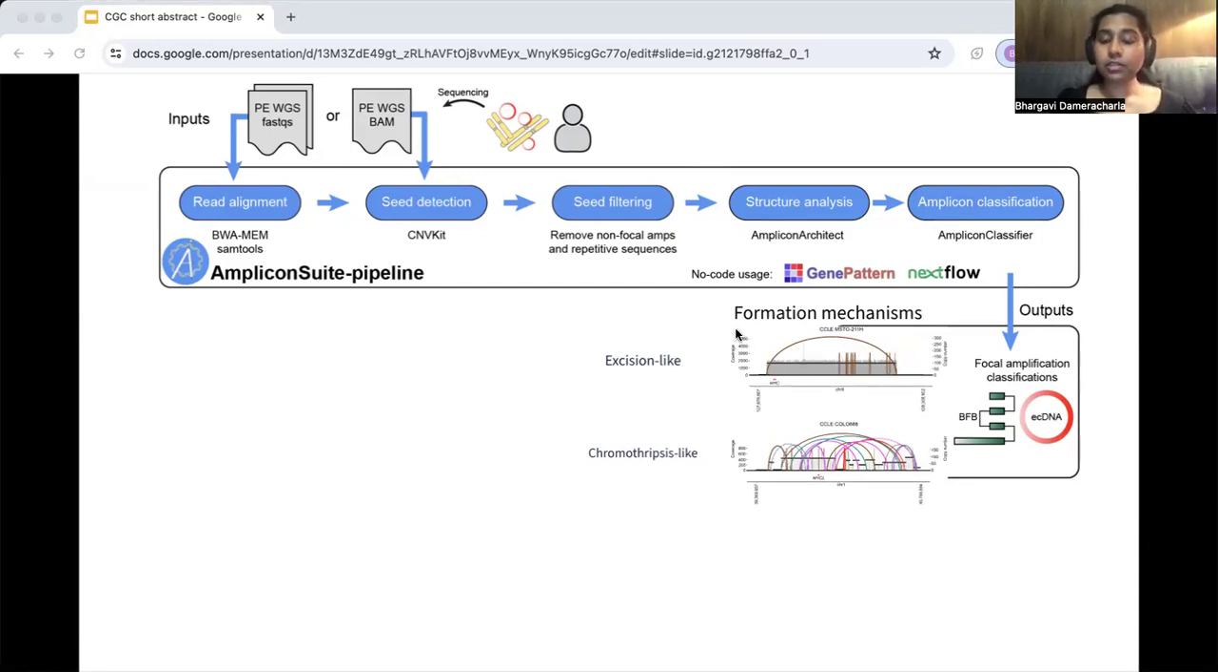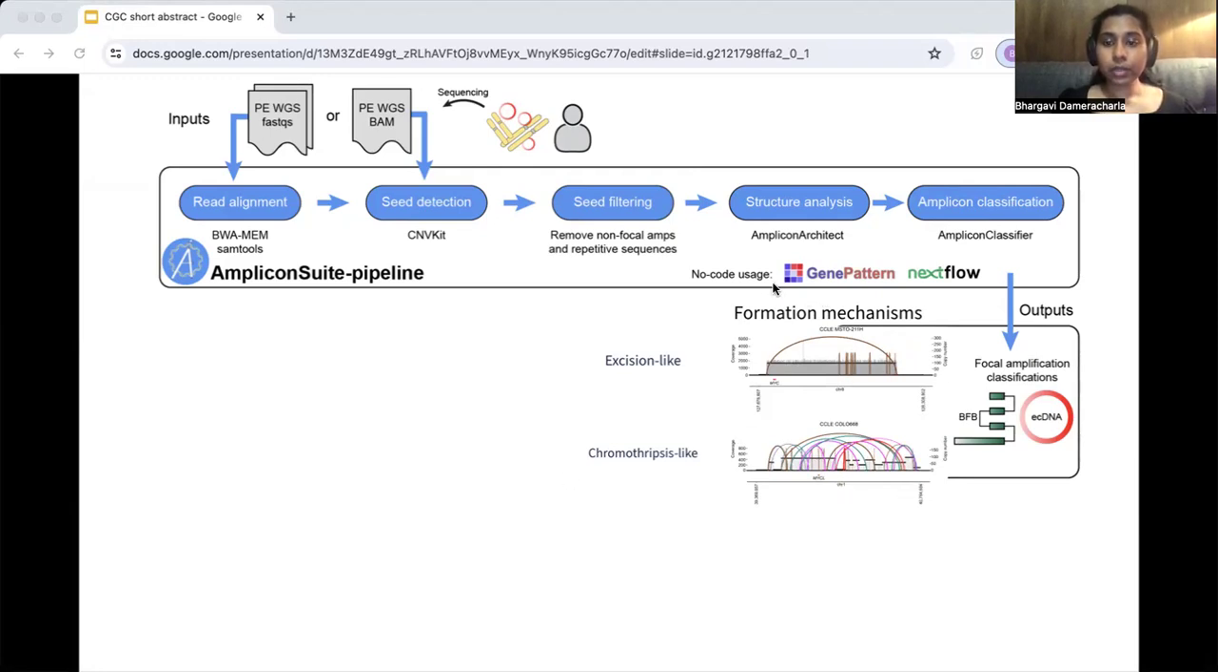For example, here on the top, we see an ecDNA that looks relatively simple, which is consistent with an excision-like formation mechanism where the two ends of a DNA segment get cut off and later circularize. And in the bottom, we see a much more highly rearranged structure, which is more consistent with a chromothripsis-like formation of this ecDNA.